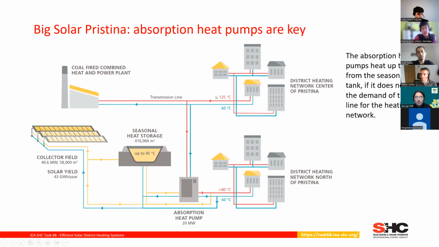And here are 2 grids. It's a big city, 125 and 80 degrees. You see already that this cannot be provided directly with solar from a tank. So this is a new setting which is called big solar, and it will be applied to several plants in the near future in Europe.